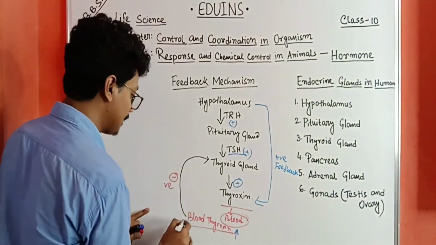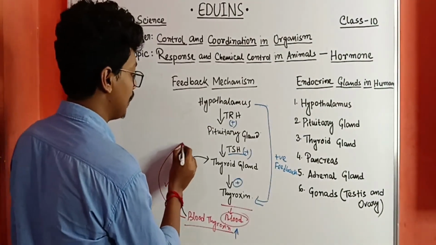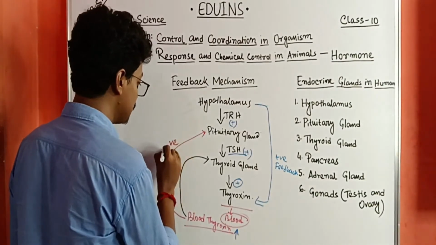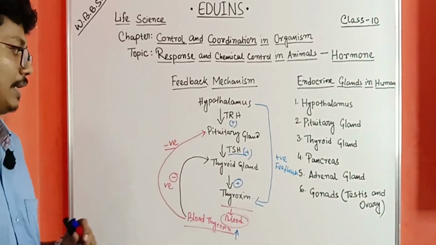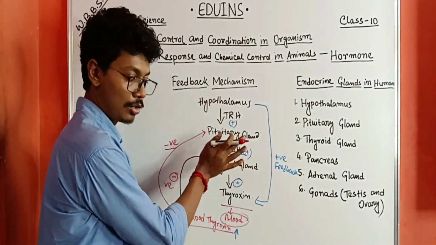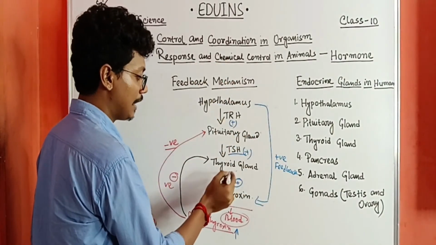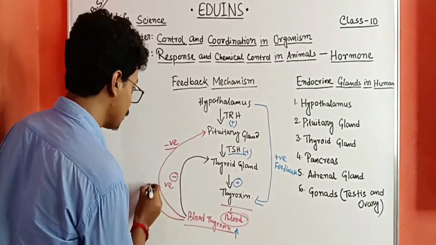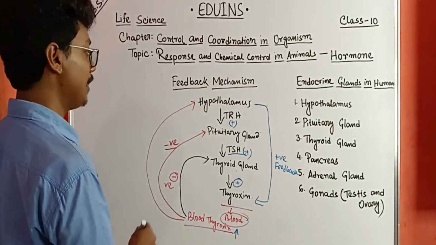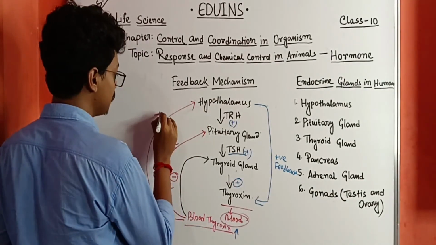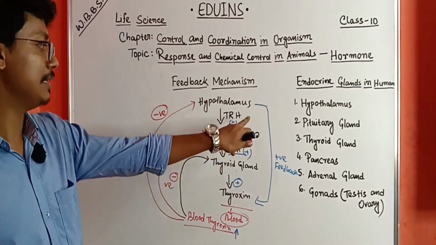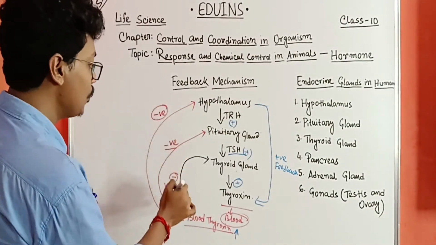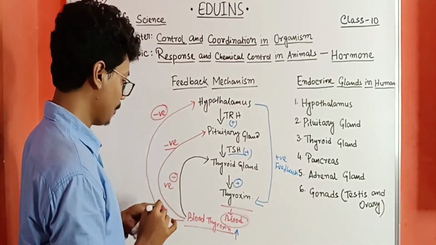Again, this high blood thyroxine level stimulates the pituitary to stop the release of thyroid stimulating hormone. If the thyroid stimulating hormone secretion is stopped, then the thyroid gland automatically stops the secretion of thyroxine. It also sends a message to the hypothalamus to stop releasing thyrotropin hormones. So this is the negative loop or negative feedback, and this is the positive feedback.